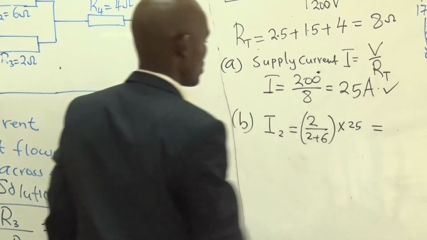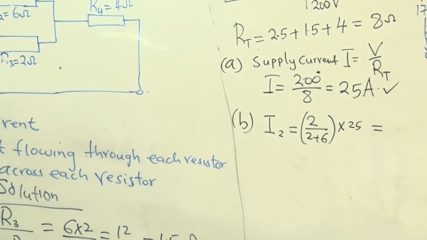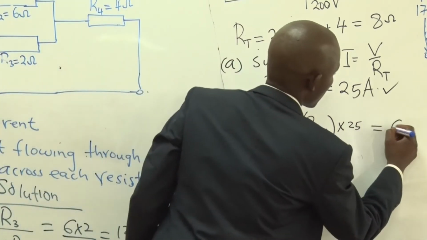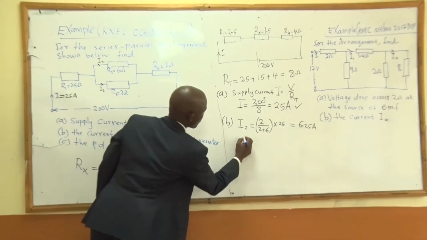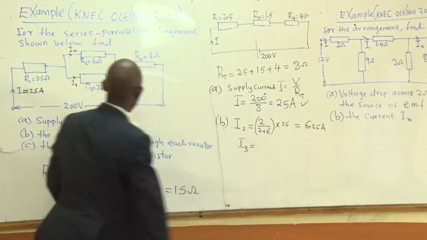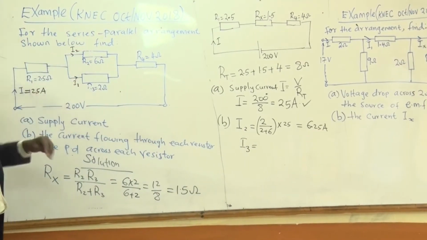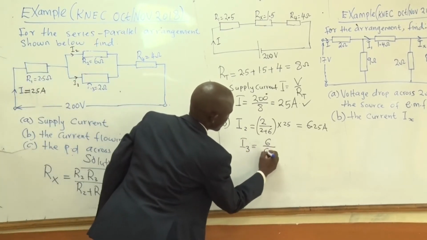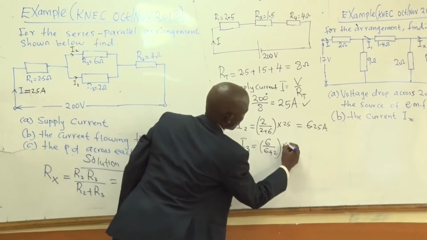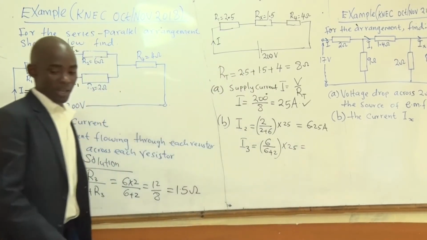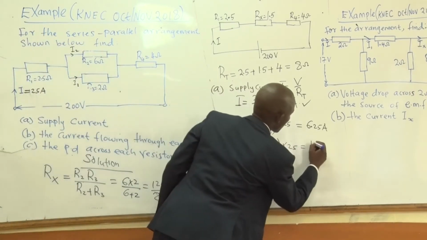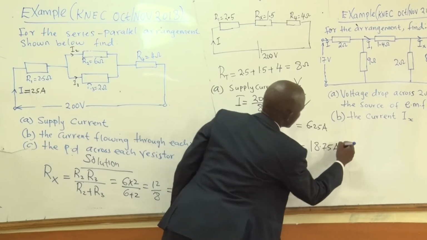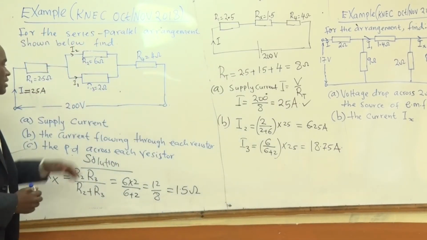Remember, that is 2 over 8, and then you will be able to get 6.25. You'll be able to get 6.25 amperes as the current that is flowing there. We move to I3. We want to get I3, this one. You'll use this neighboring resistor, which is a 6, all over 6 plus 2, multiplied by the total current, which is 25. If you multiply that, it should give you 18.75 amperes as the current that is flowing in this resistor.